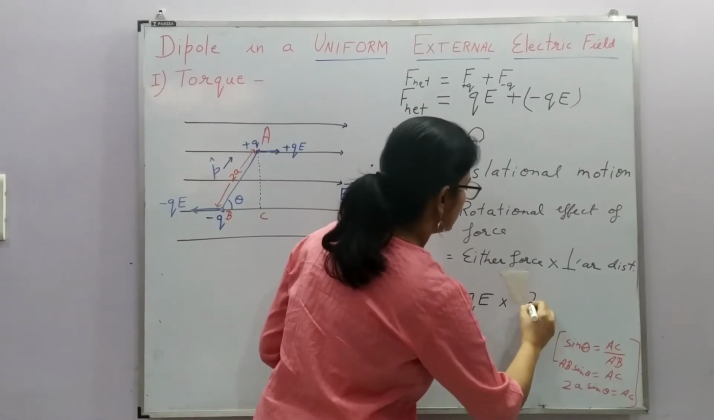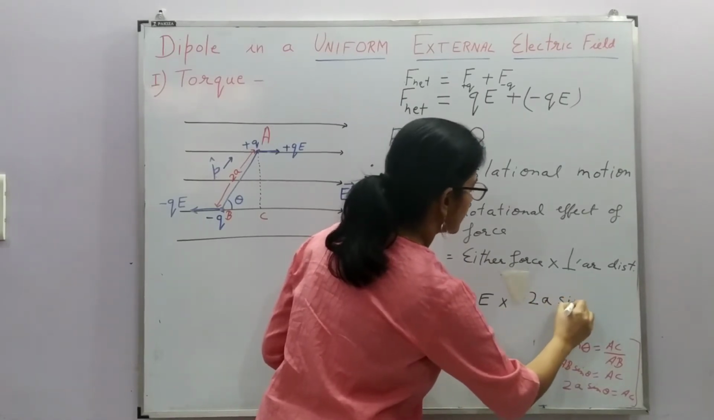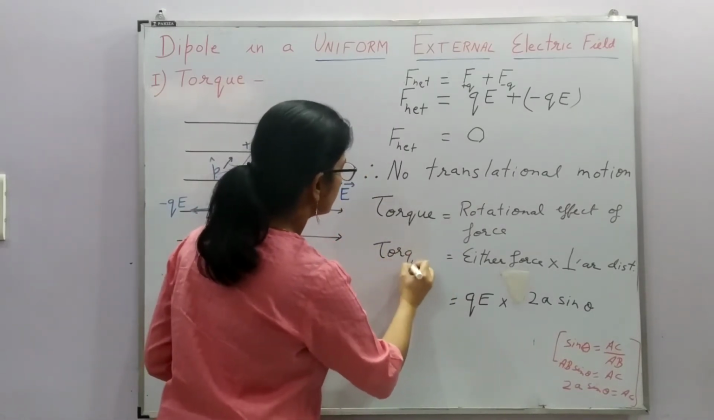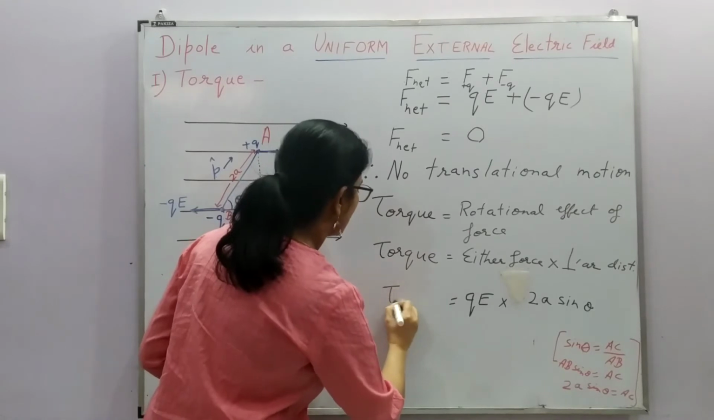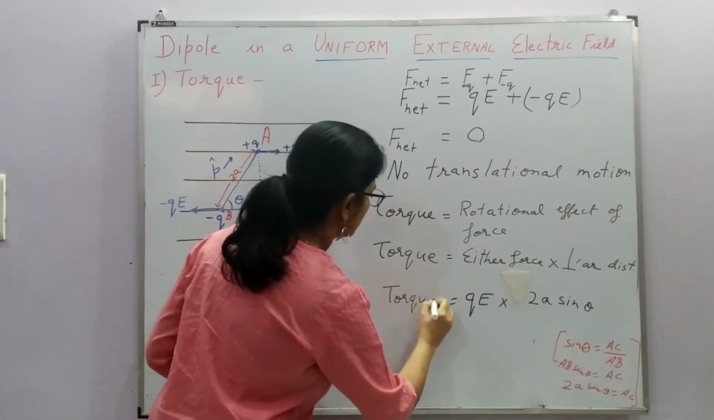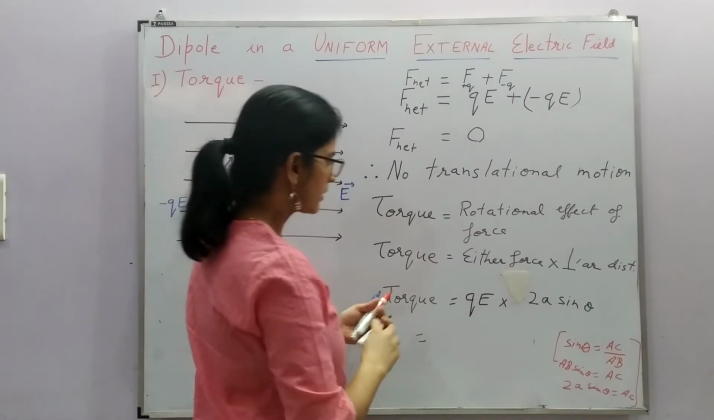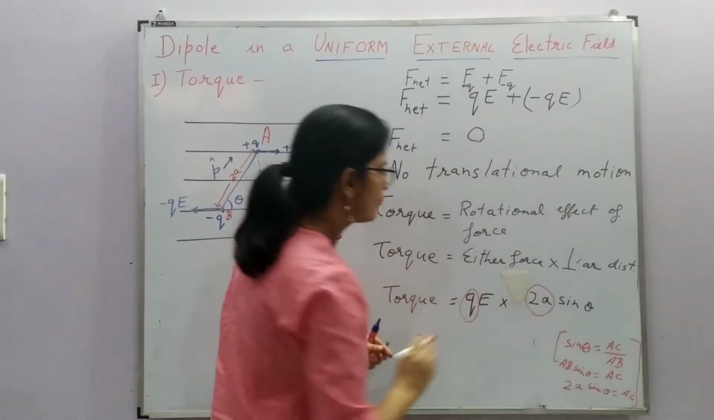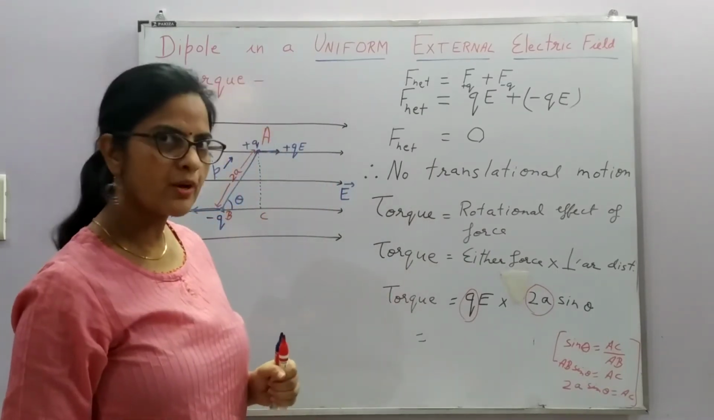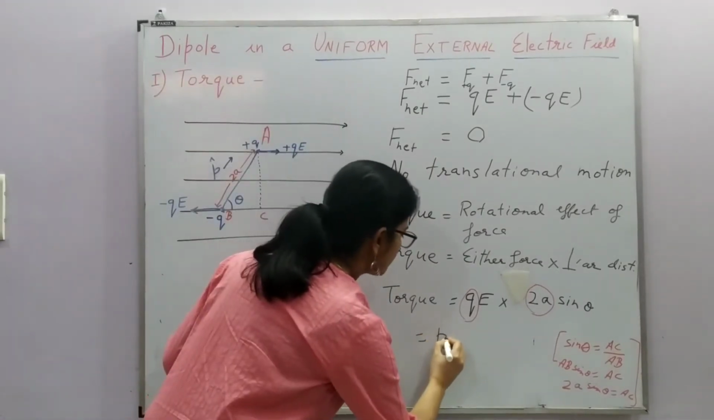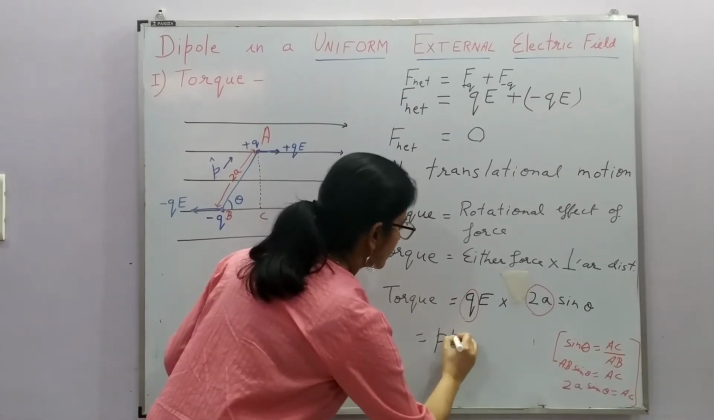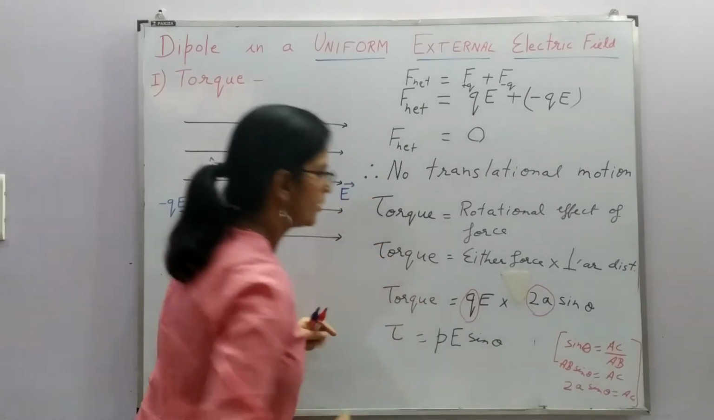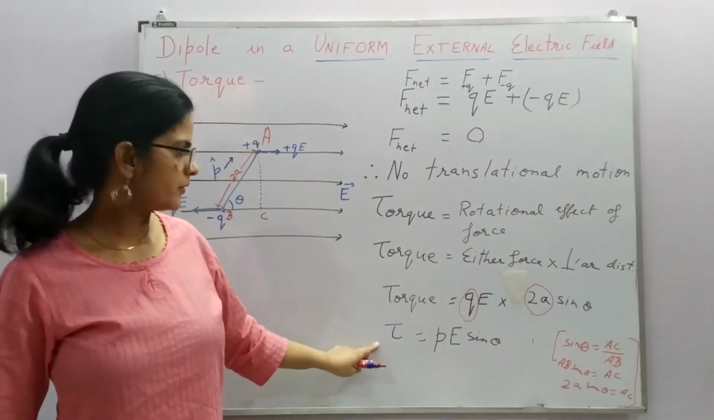This QE into 2a sine theta is the torque acting on this dipole, right? So if we apply the formula of dipole moment, we know that Q into 2a is the dipole moment, that is P. So this becomes PE sine theta. This is torque. We have just written the magnitude of torque.